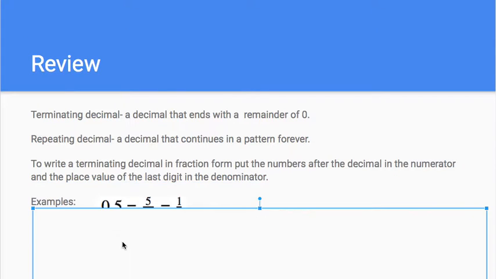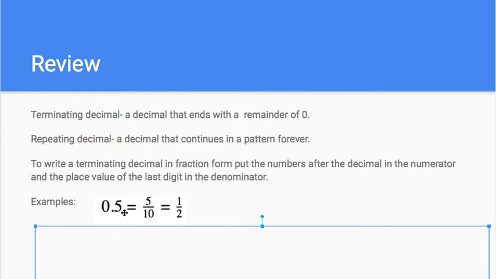So here's some examples. Here we have 0.5, and remember, this is tenths. After the decimal point, it's tenths, hundredths, thousandths, ten-thousandths. So we would read this also as 5/10. The 5, the number after the decimal point, goes in the numerator, and it ends in the tenths place, so that goes in the denominator. And then we know 5/10 can simplify to 1/2.